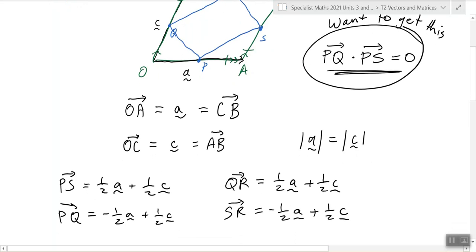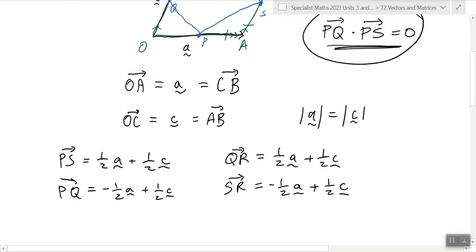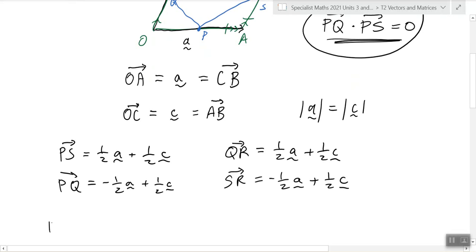Okay. So now we've got the four sides of this apparent rectangle. We don't know it's a rectangle, so let's see if it's a rectangle by doing the dot product. We're going to do the dot product of PQ. I'm going to put the C first. So I've substituted in PQ, and that's going to dot with PS.